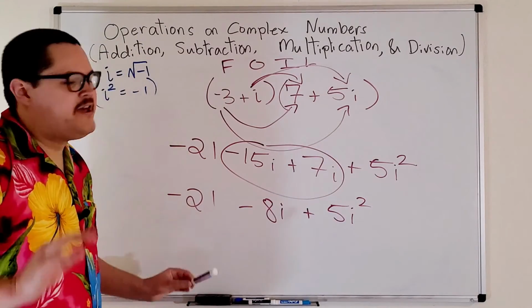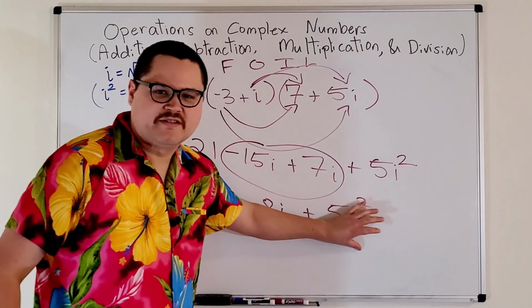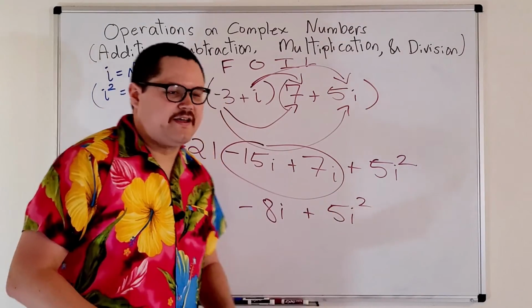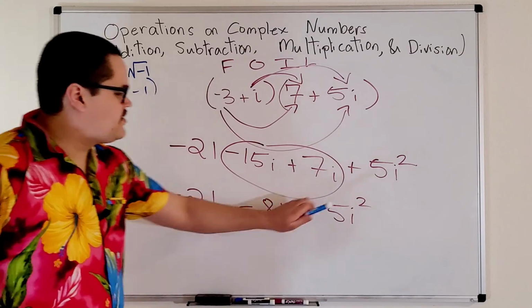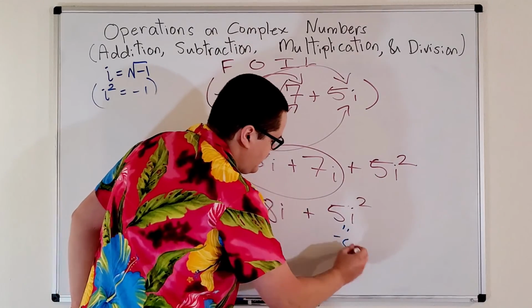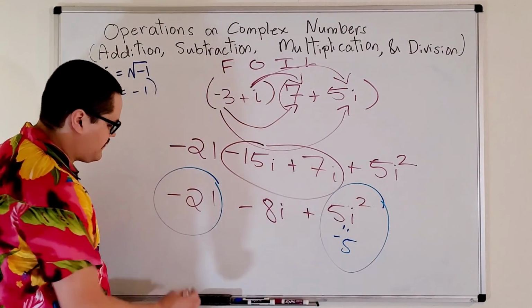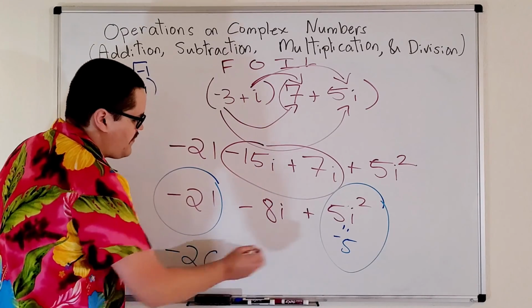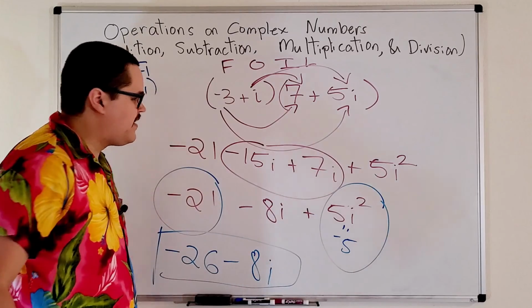Are we done? Nope. Remember, the first and the last terms are also secretly like terms because i squared is negative 1. So 5i squared is negative 5. So now we can combine this term with this term to make negative 26 minus 8i. And we're done. Got it?